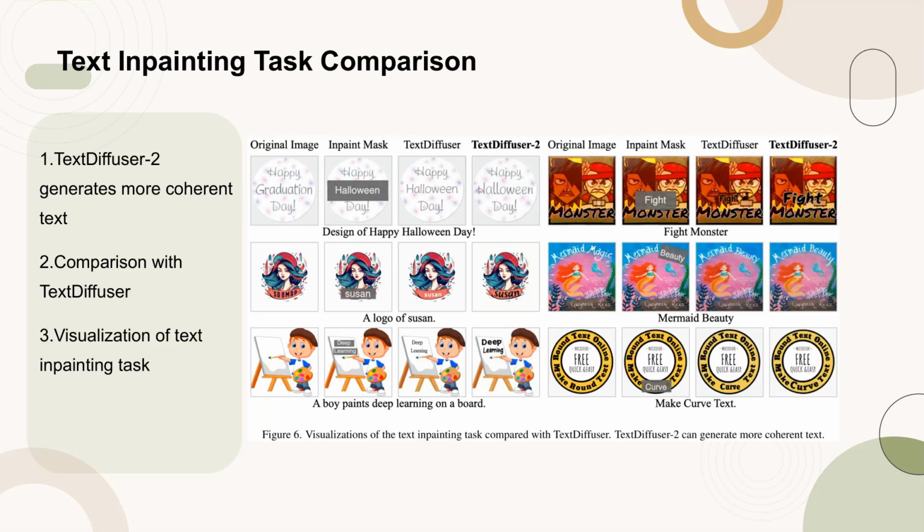This improvement is attributed to the more flexible in-painting process of TextDiffuser-2, which does not rely on a character-level segmentation mask, unlike TextDiffuser. The figure visually demonstrates the enhanced performance of TextDiffuser-2 in maintaining the integrity and readability of the text during the in-painting process.